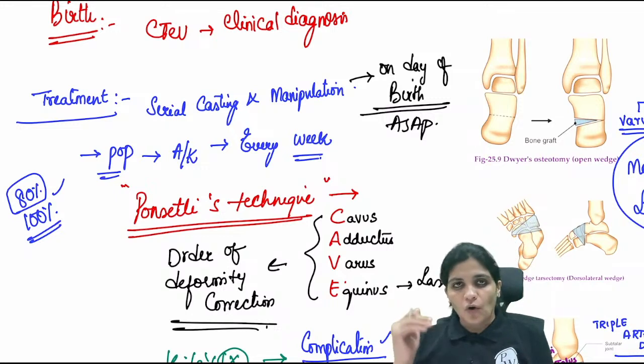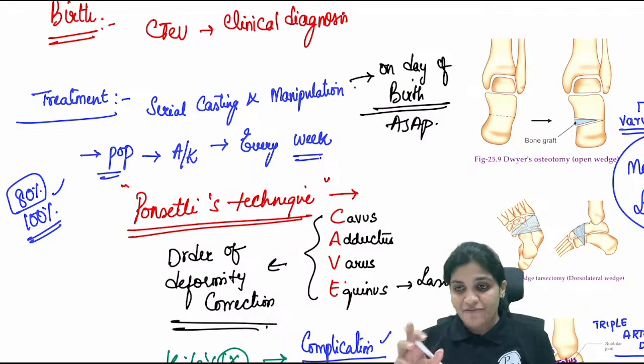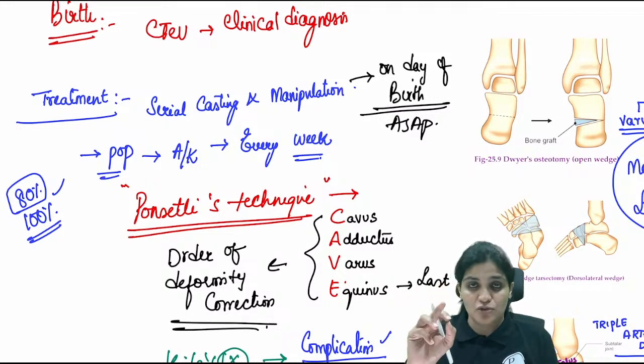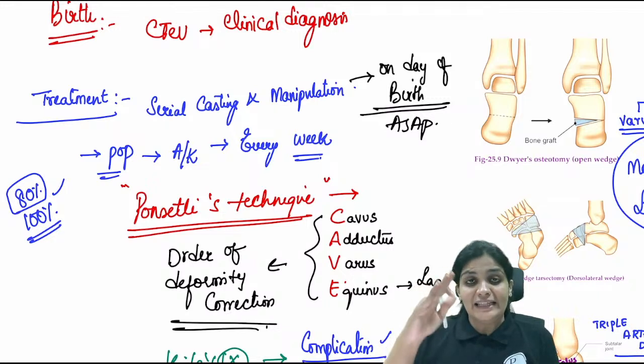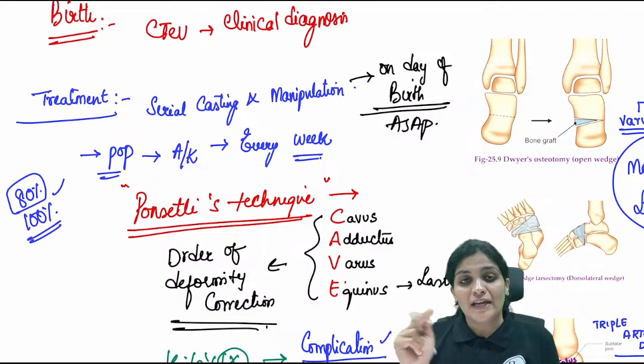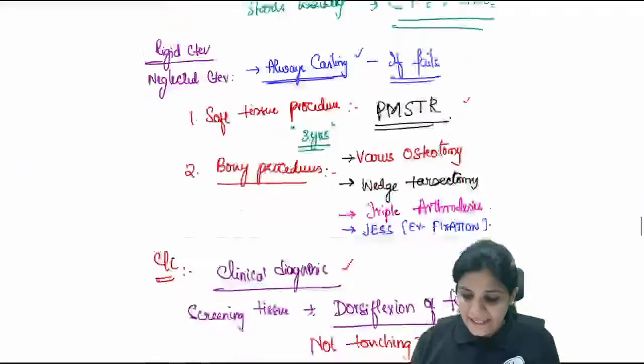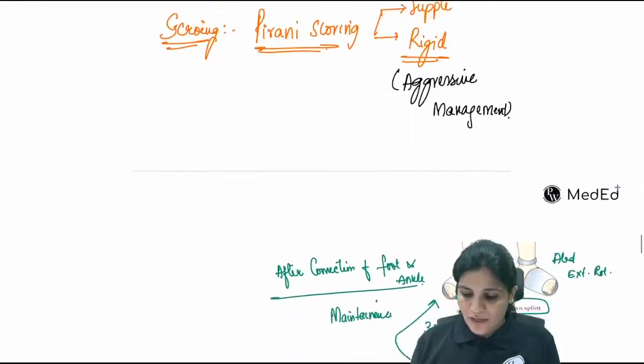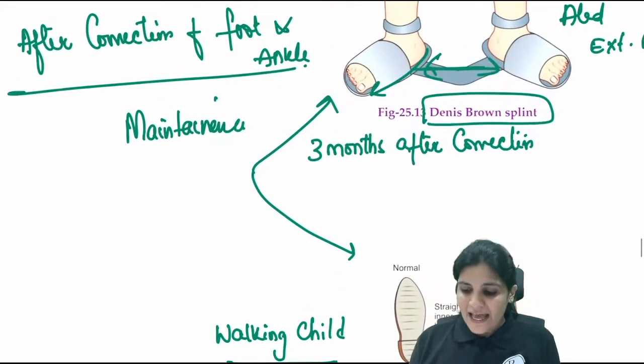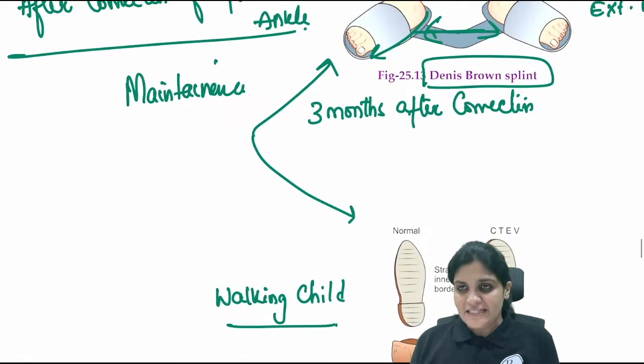And then there is an order, that is cavus first. So you have to remember the cavus is in the midfoot. So first you correct the cavus, then the adductus, that is in the forefoot, whereas the hindfoot is in your ankle. Understood? And after correction, how do you maintain it? You maintain it by two things. One is your Denis Browne splint, and second one is walking in CTEV shoes.